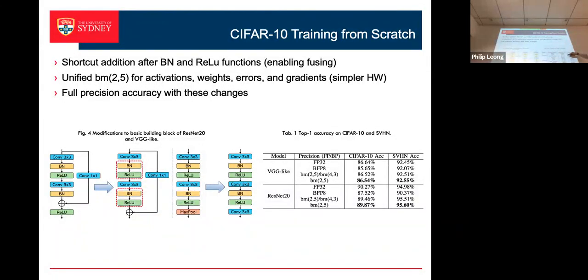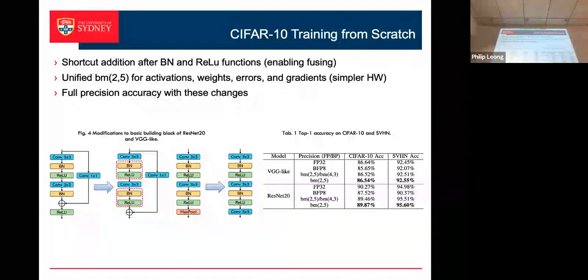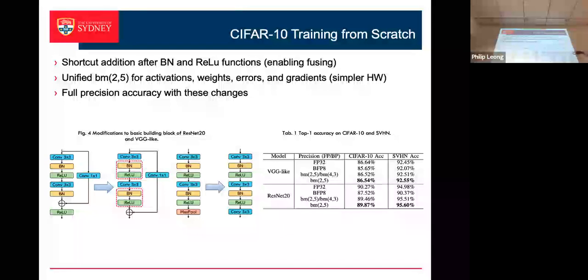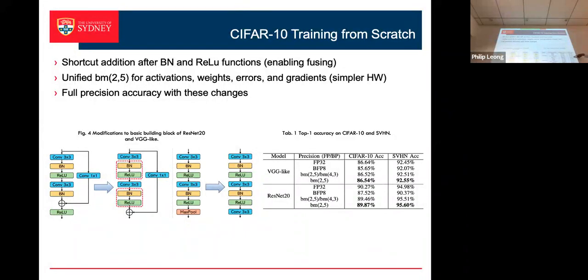And we showed that we get the same accuracy for 32-bit floating point and this block Minifloat format. In fact, 2.5 and 4.3 give roughly the same as this 2.5 format for this example. So the best accuracy that we achieved in all of these accelerators was with the 8-bit block Minifloat format.